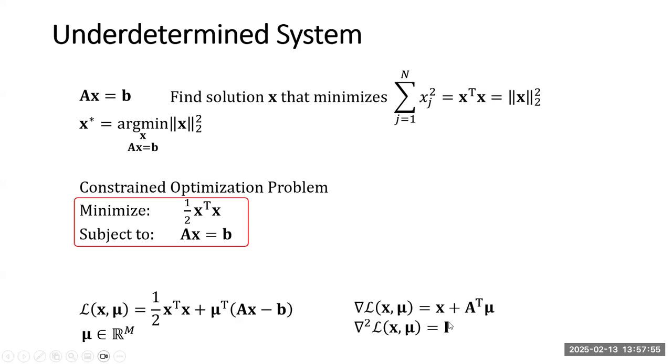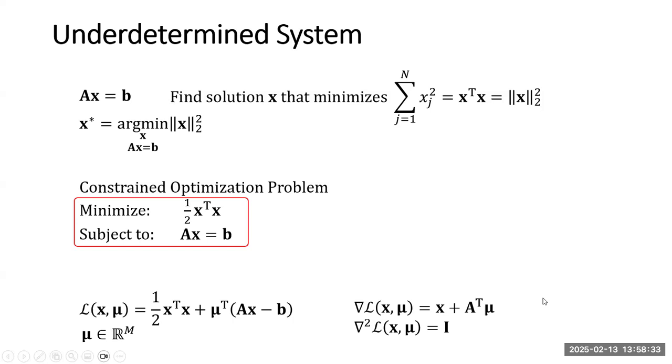Derivative of half x transpose x is x. And so take the derivative of this. Mu transpose ax would give you A transpose mu. And mu transpose b is constant with respect to x, so that's 0. The second derivative is basically this is half x transpose times the identity matrix times x. Ignore the linear and constant terms. What's the second derivative of the Lagrangian? It's this, I.